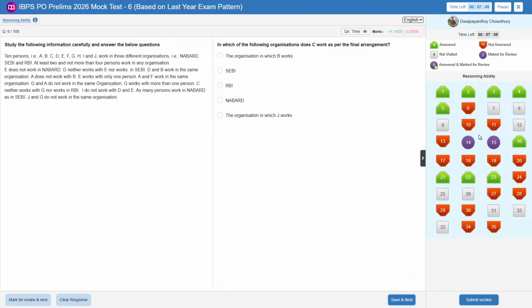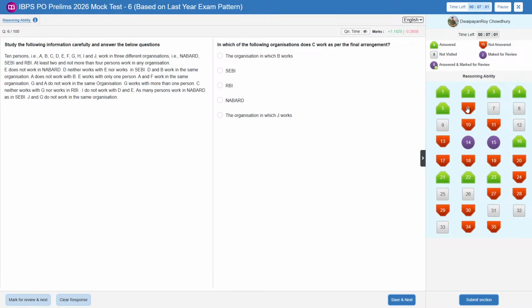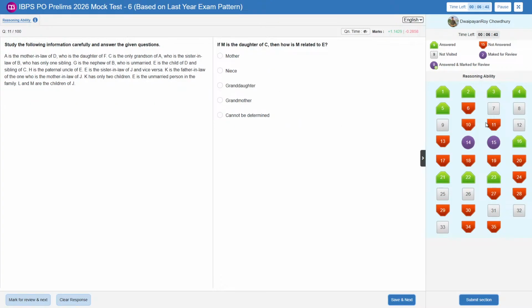10% different organization. Blood relation, I think. E does not work and neither works for with E in SEBI or in SEBI. A and B, same organization. 10% is a bit large sample size. With 10% till J. LM.